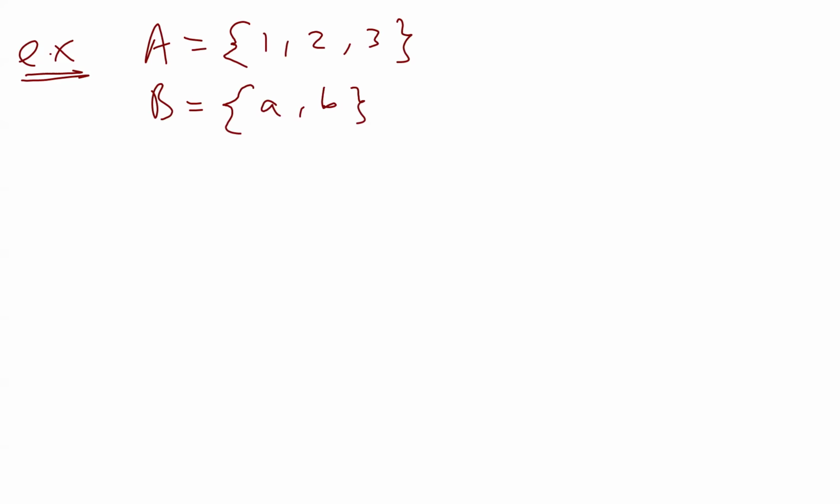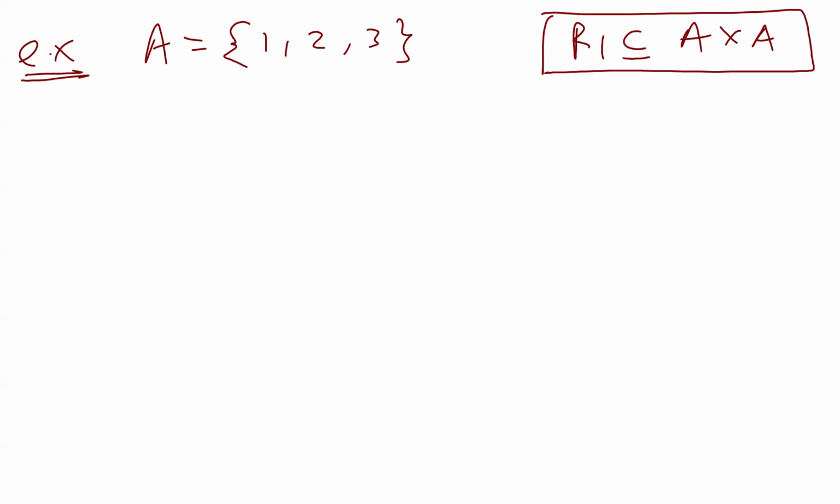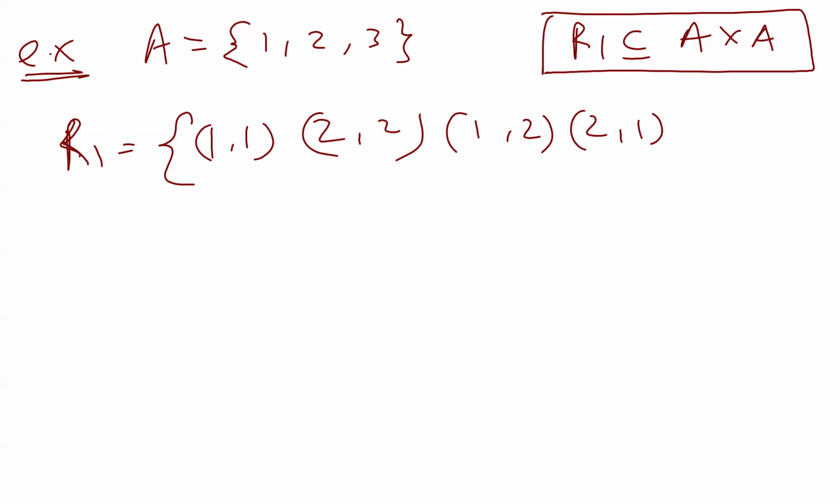So let's suppose A is {1, 2, 3} and R1 is a relation on A cross A. R1 is a subset of A cross A. That means it's a relation on A cross A. And let R1 be equal to, I'm assuming R1 to be (1, 1), (2, 2), (1, 2), (2, 1).